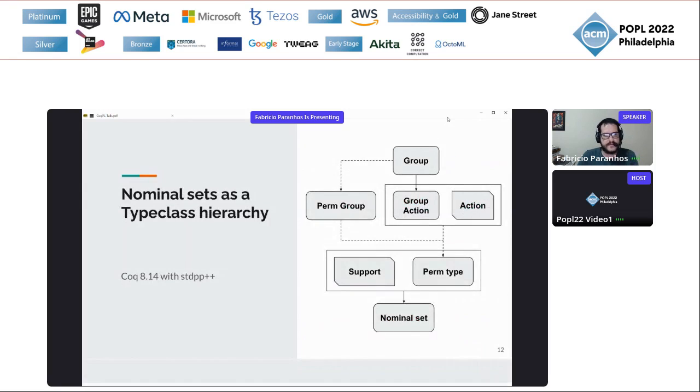So in our implementation in the Coq proof system, I propose we use a type class hierarchy to represent nominal sets. Our development will be using Coq version 8.14 with the help of the Std++ library, because it provides better support for type classes.